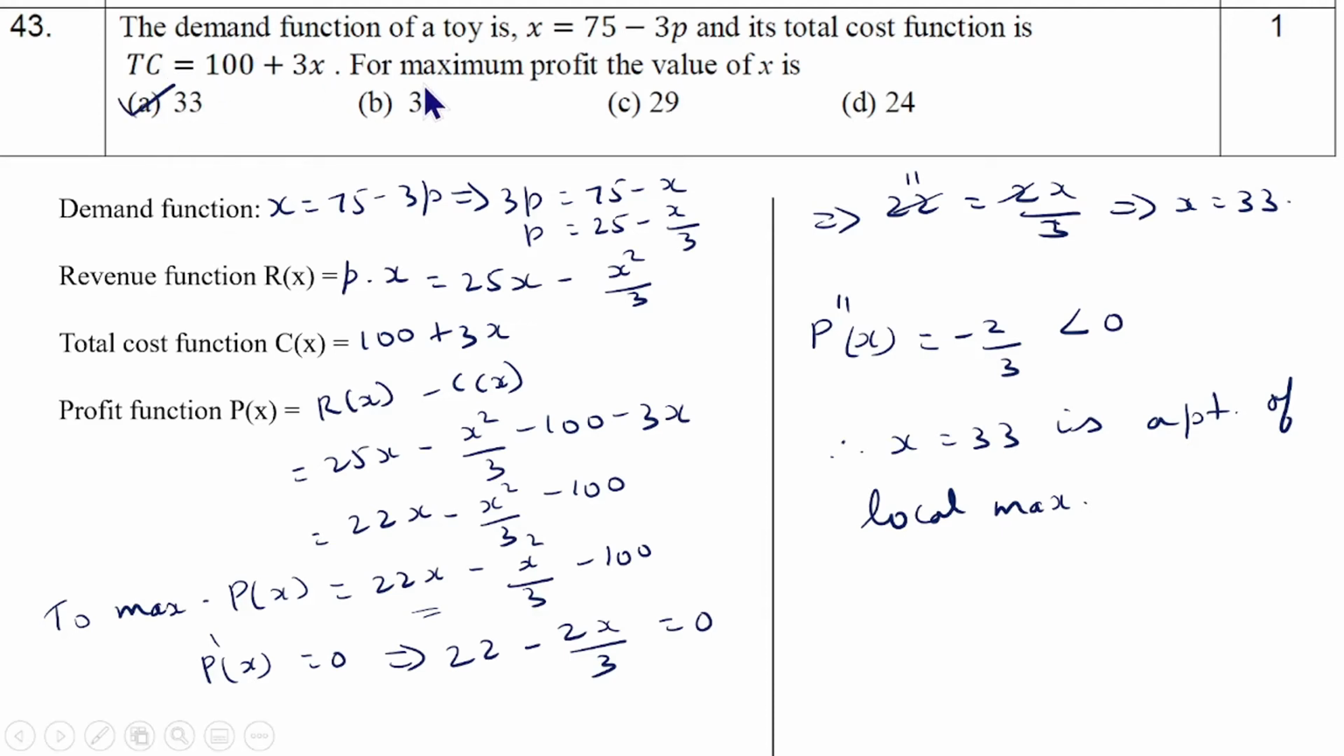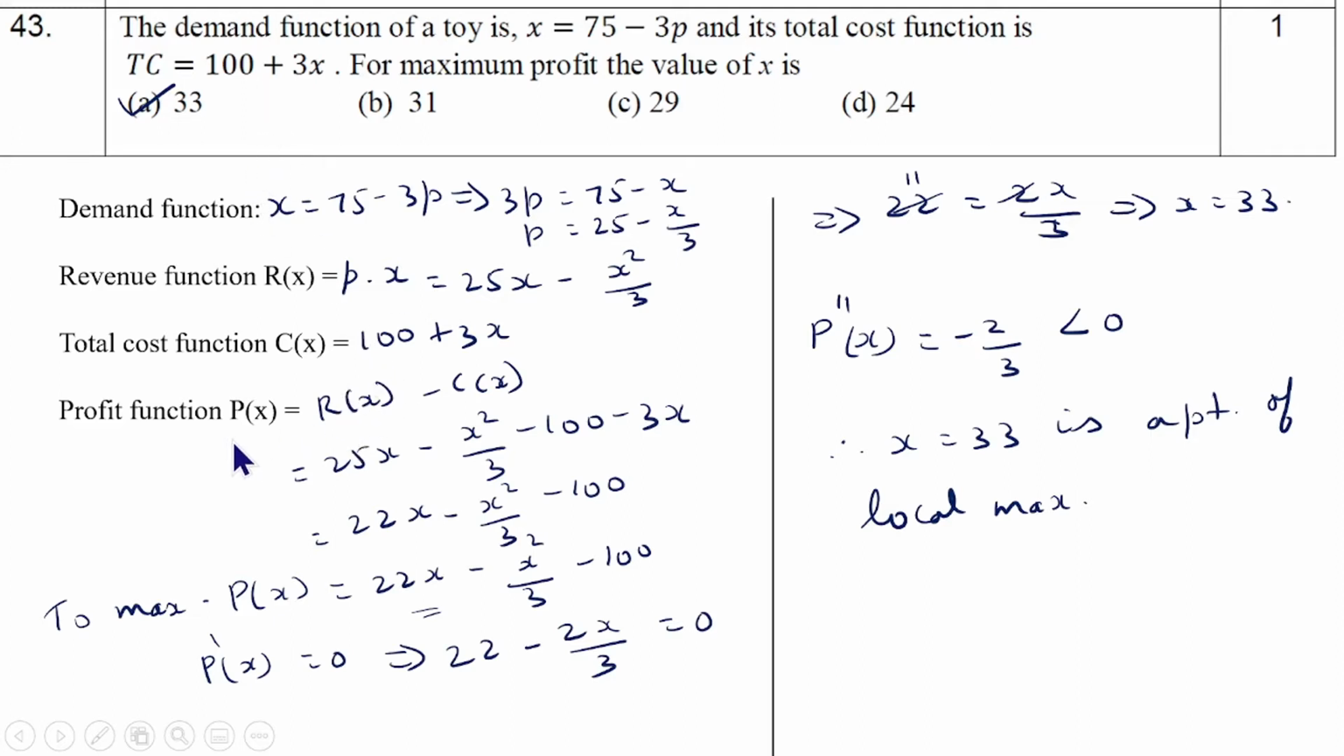So here the demand function is given and the total cost function is given. We have to find the maximum profit, that is, the value of X for maximum profit. Based on the demand function, we have written P is equal to 25 minus X by 3, and from that we found the revenue function as P into X. We got 25X minus X squared by 3, and then the total cost function is given here.